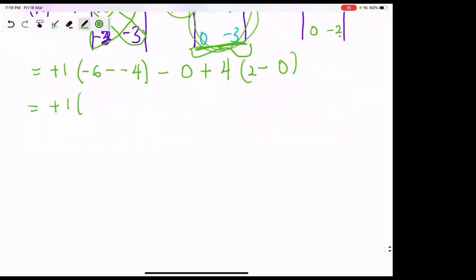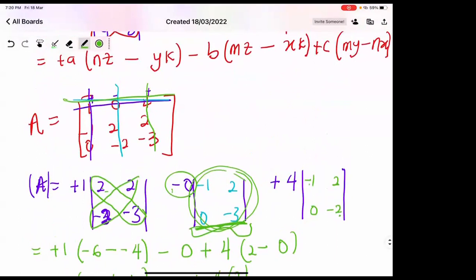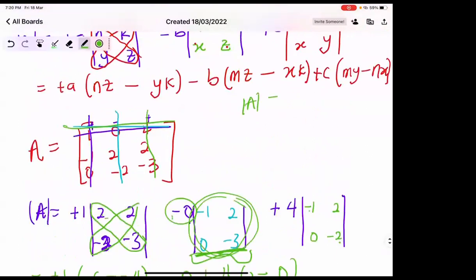No, madam. So we have minus 6, negative, negative, that is positive, positive 4, minus 0, then plus 4 times 2. And this is equal to 1 times negative 2, that is negative 2, plus 0, that is 0, and plus 8, and this is equal to 6. So if we use the first row, the determinant of A is equal to 6.